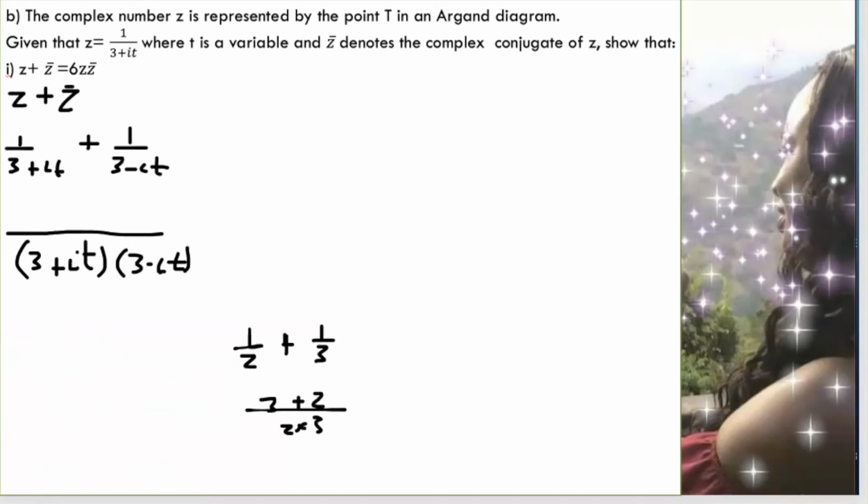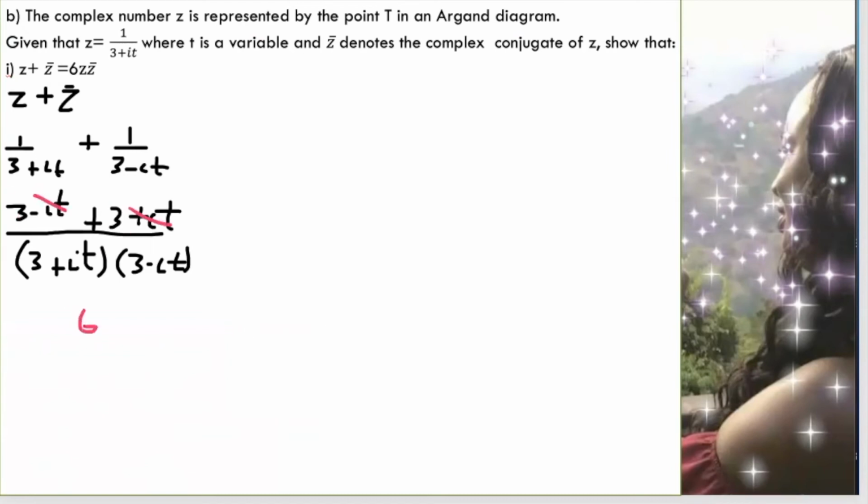So that's the same concept: the 3 plus it into the denominator, left with 3 minus it times the 1 in the numerator to give me 3 minus it here, plus 3 minus it into the denominator. I'm left with 3 plus it multiplied by 1 in the numerator, so I'm left with 3 plus it. Minus it and the positive it cancel, so in the numerator 3 plus 3 gives me 6.